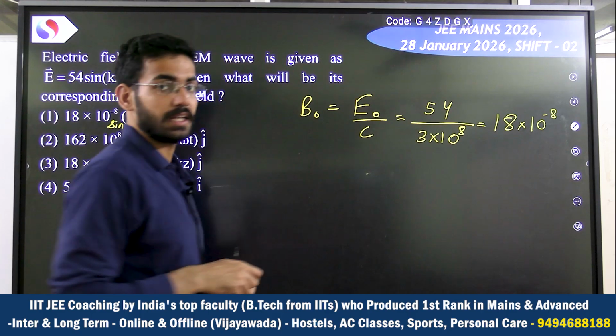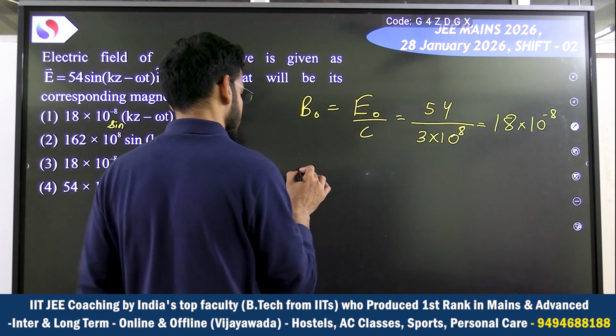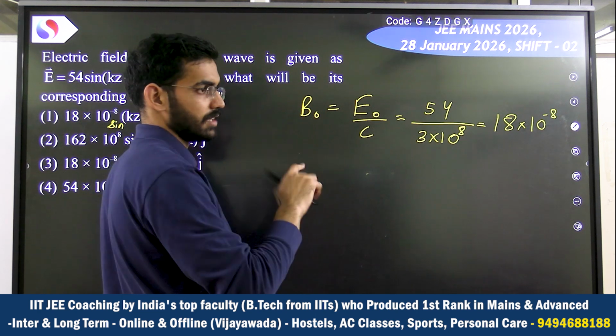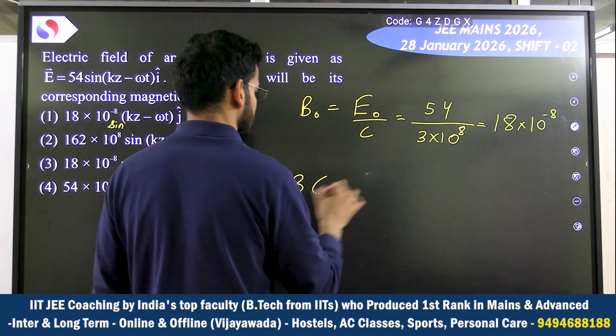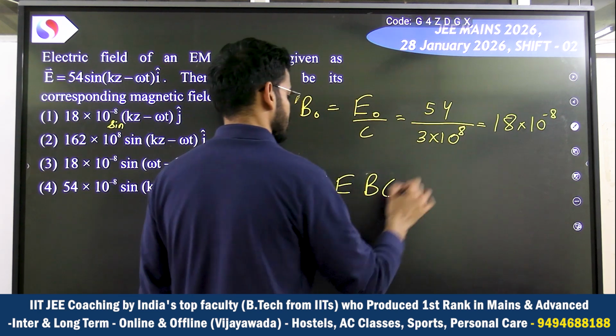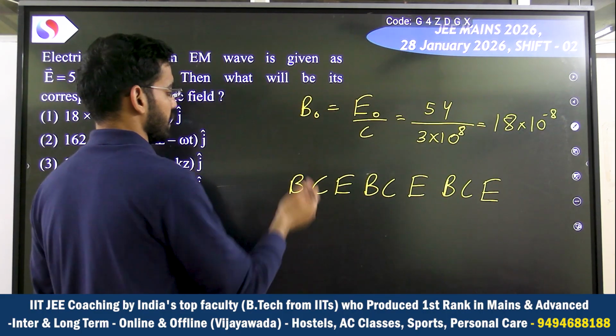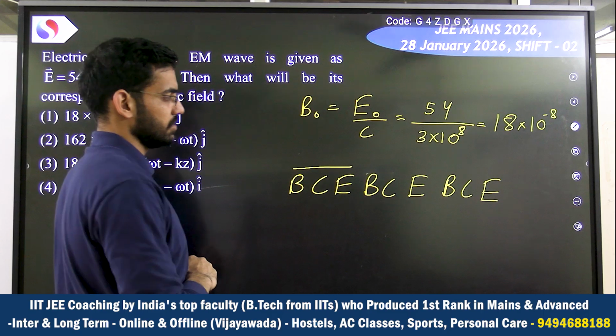So how do we calculate the direction? For that, remember one trick. B, E and C are there. Which is the first alphabet? B, then C, then E: B, C, E, B, C, E. If you need the magnetic field, then directly B equals C cross E.